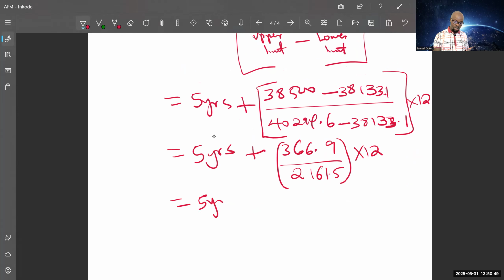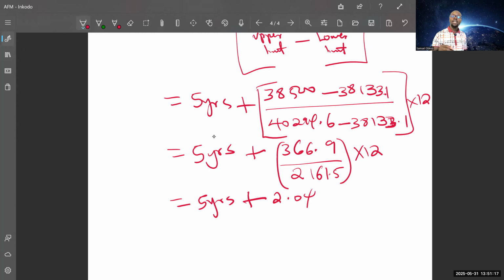So it is 5 years plus 366.9 divided by 2,161.5. I'm getting 0.1697. I want to multiply by 12 because we are getting the fraction of the year, which is the months. So we are getting 2.04. If you talk about 2.04, then it is 2 months, 0.04.